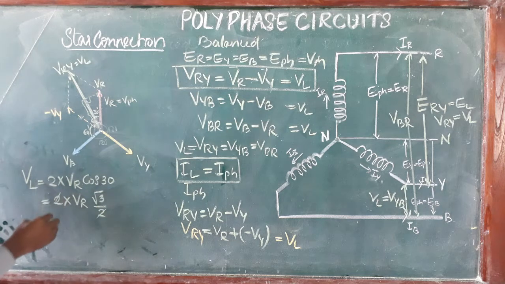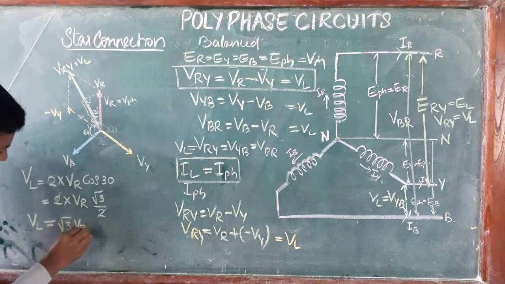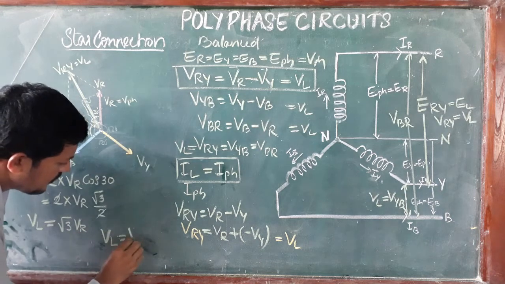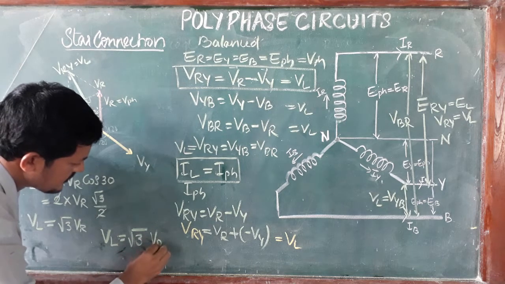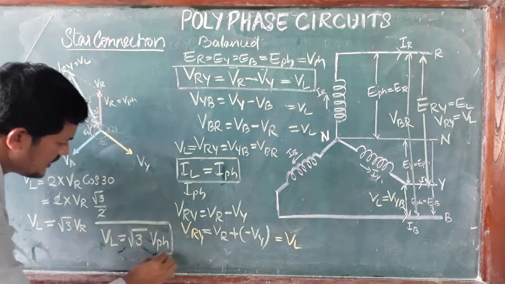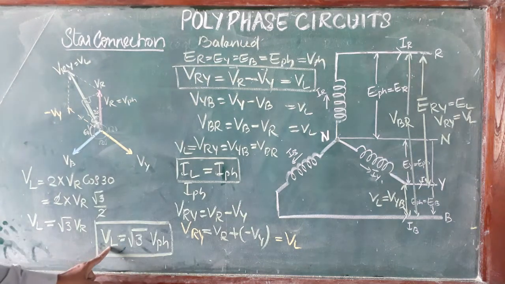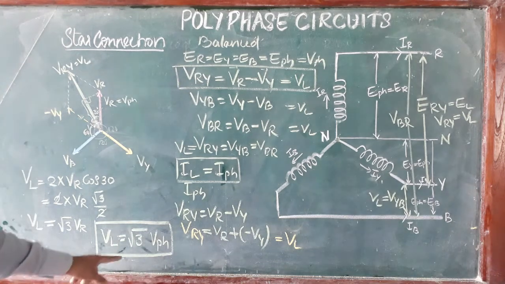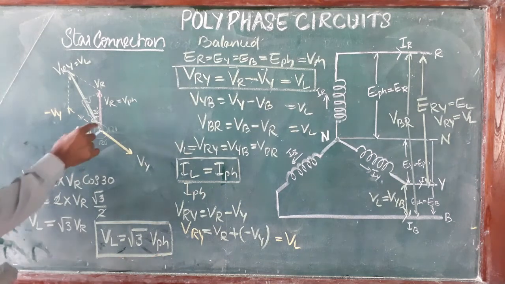So here 2 into VR cos 30, means we know that root 3 by 2. Here 2 cancels. So VL equal to root 3 into VR, or VL equal to, instead of R we can write V phase, root 3 into V phase. So this is a relation between line voltage and the phase voltage. The line voltage is always root 3 times the phase voltage. We got line voltage is root 3 times the phase voltage based on the vector diagram.